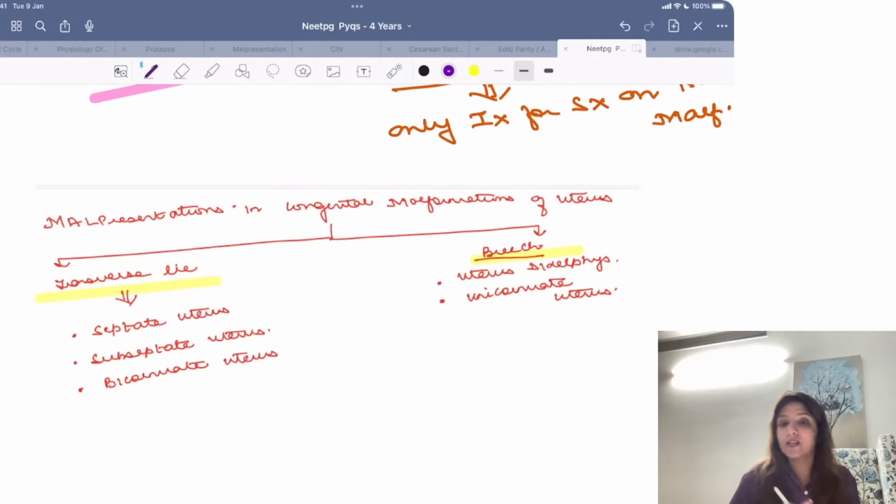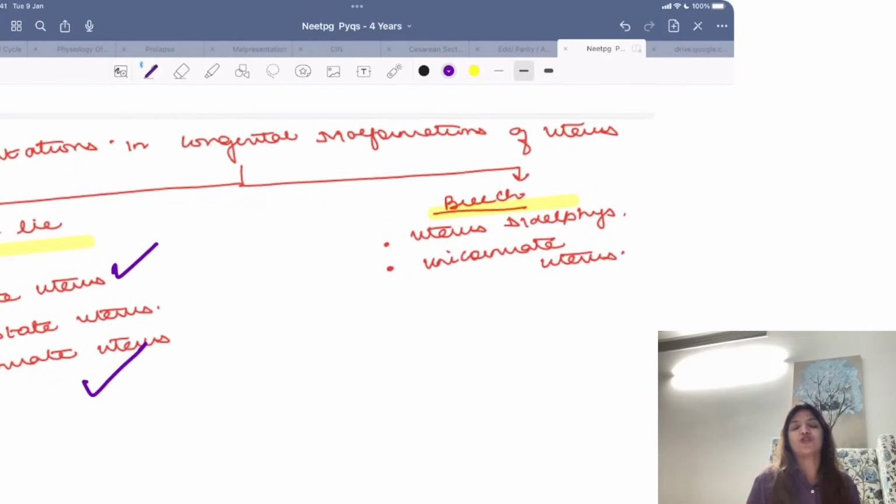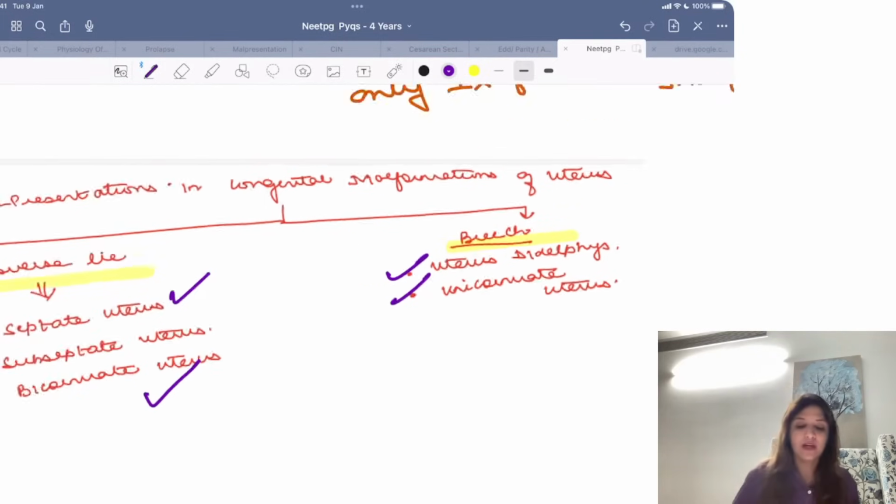Now, when we are talking about malpresentations, transverse lie is generally seen in septate uterus and bicornuate uterus, whereas breech presentation is seen in unicornuate uterus and didelphys uterus. Right? So transverse lie is seen in septate and bicornuate, and breech presentation is seen in unicornuate and didelphys. Clear to all of you?